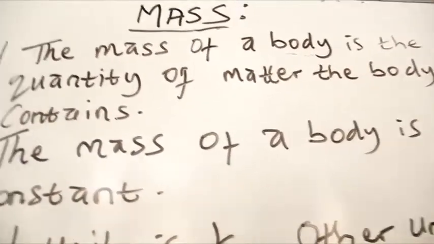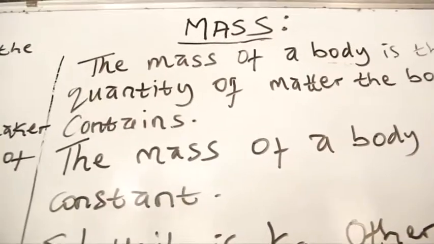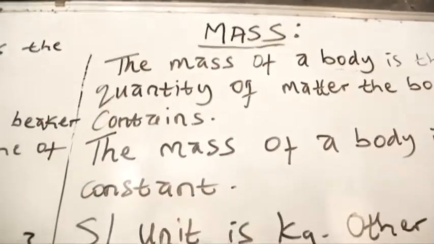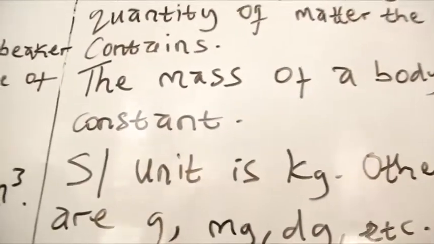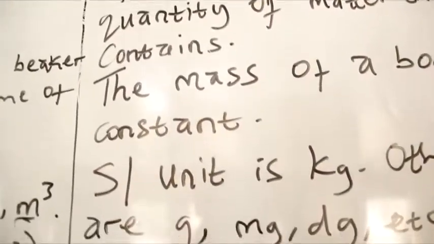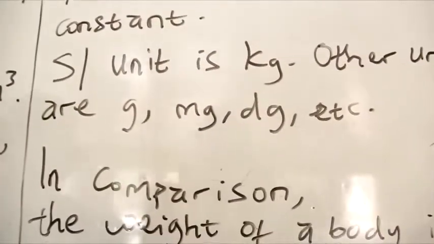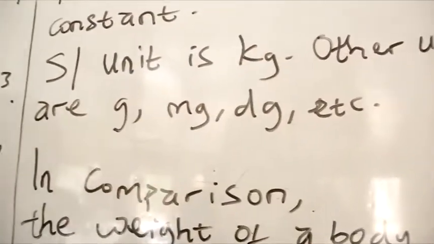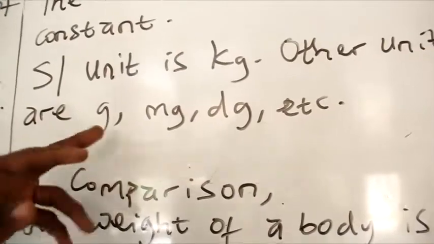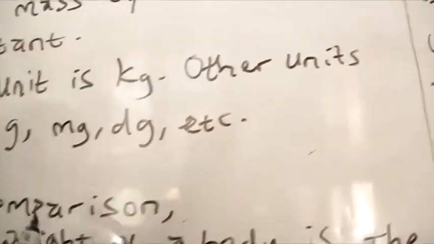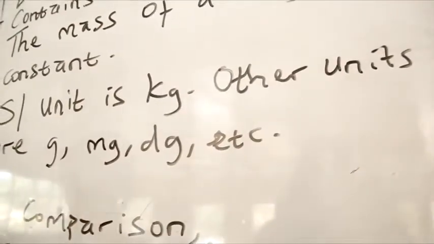It will always be 75 kilograms, if it is 75 kilograms. So we're going to look at weight. We're going to compare this with weight. However, the SI unit of mass is the kilogram. Other units are grams, milligram. This is decigram. Don't worry, we'll learn more about these units in our video on units conversion.